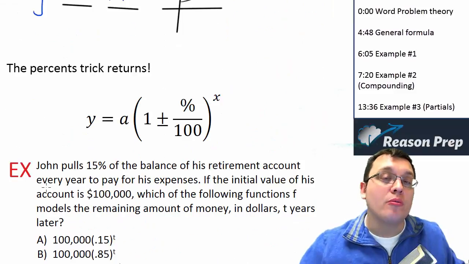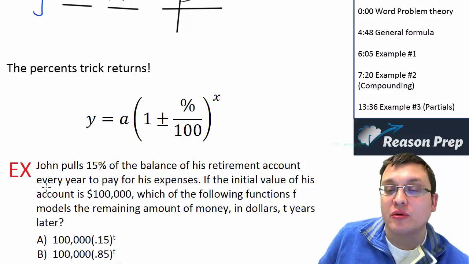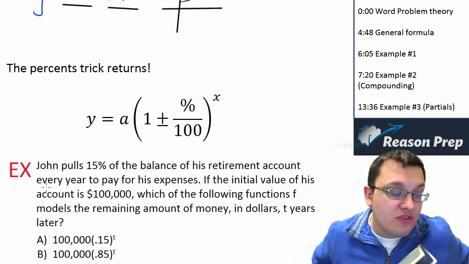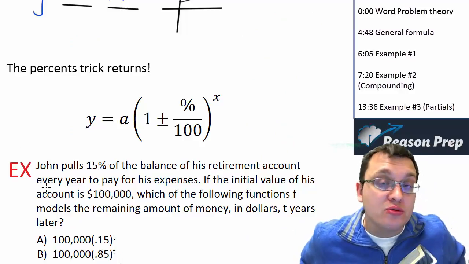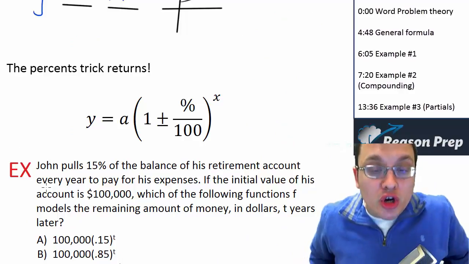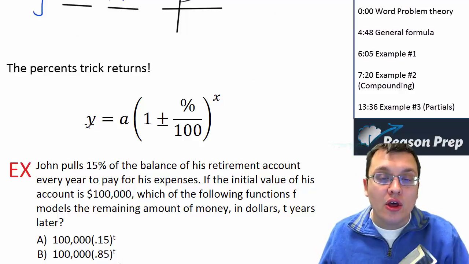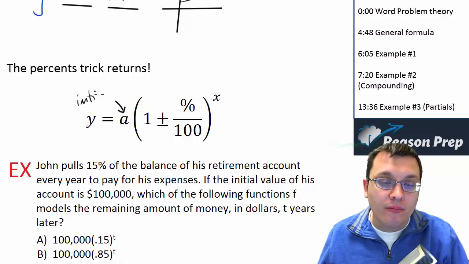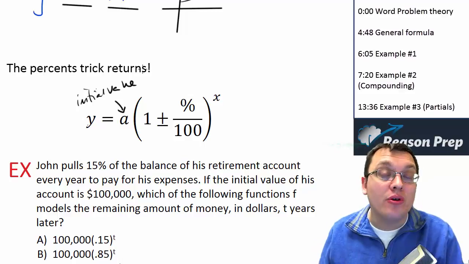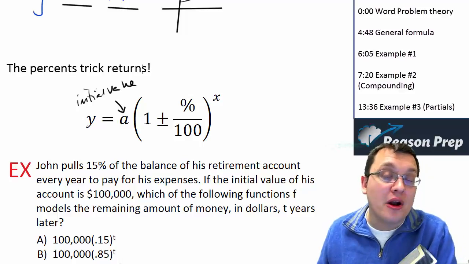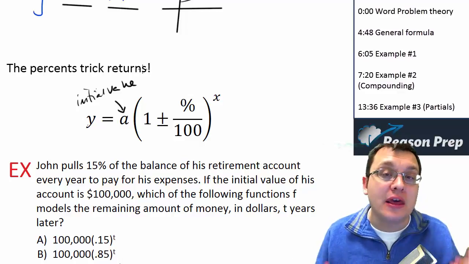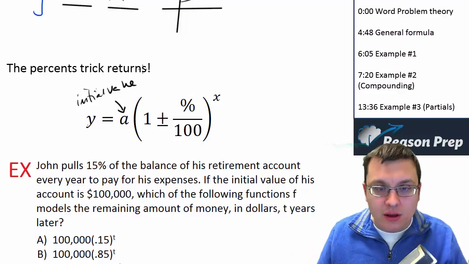So the general formula to remember for your exponentials, whether you're dealing with bacteria, whether you're dealing with money, whether you're dealing with decay of radioactive materials, which we talked about in the previous video, you're going to use this general formula. So y equals a. Remember, this is the initial value. In the case of money, it would be your principal, the money you invested or the money you put into a savings account.